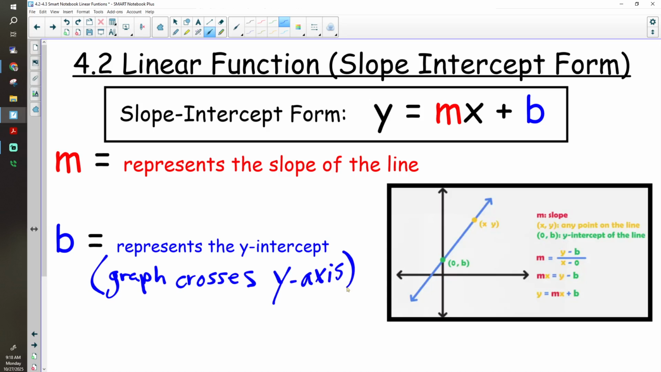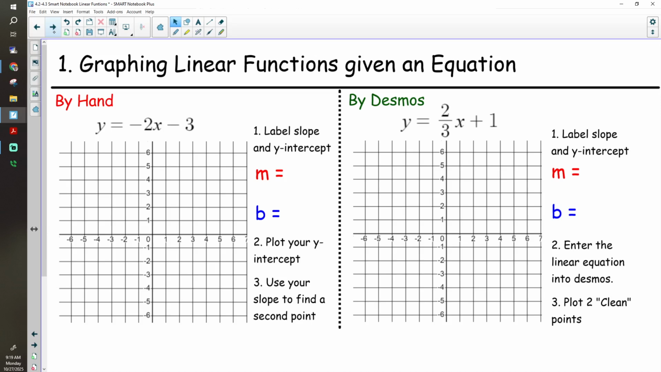So m is the slope of the line. How steep is it? B is where the line crosses the y-axis. If you have those two things, the slope and the y-intercept, then you can write the equation of the line just by plugging in m and b, slope and y-intercept. Okay, this you need to know, y equals mx plus b. Just like you know ax plus by equals c, here's our second one, y equals mx plus b. So let's put this into action.